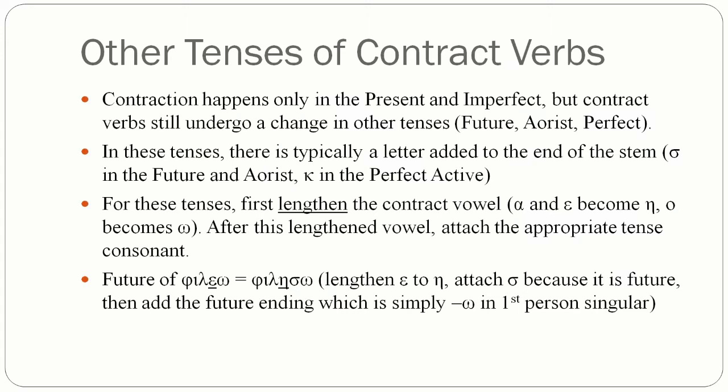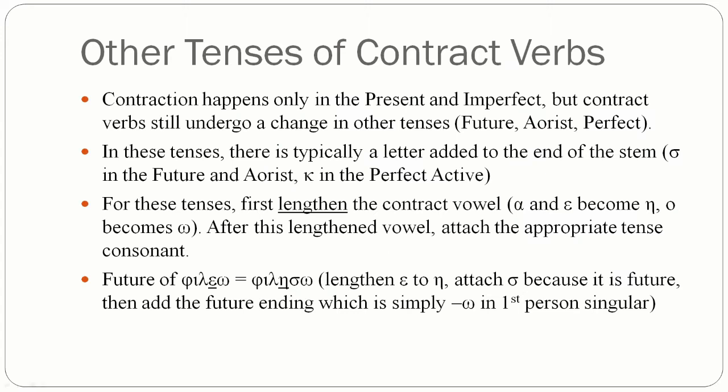The contraction happens, but the other tenses don't contract, but there is this extra step in these tenses that still distinguishes these from your normal verbs. Okay, so in your other tenses, future, aorist, and perfect, there will be this slight change, okay? And what is that change? Typically, these tenses are characterized by a letter added to the end of the stem, right? In the future, you have a sigma. In the first aorist, also a sigma at the end of the stem. Then in the perfect active, you have a kappa.